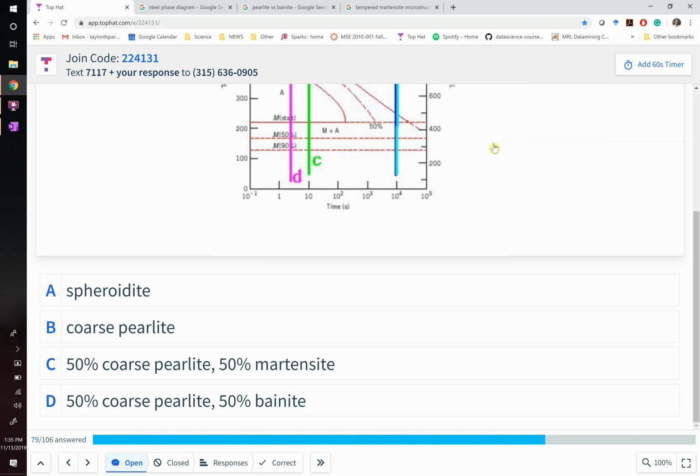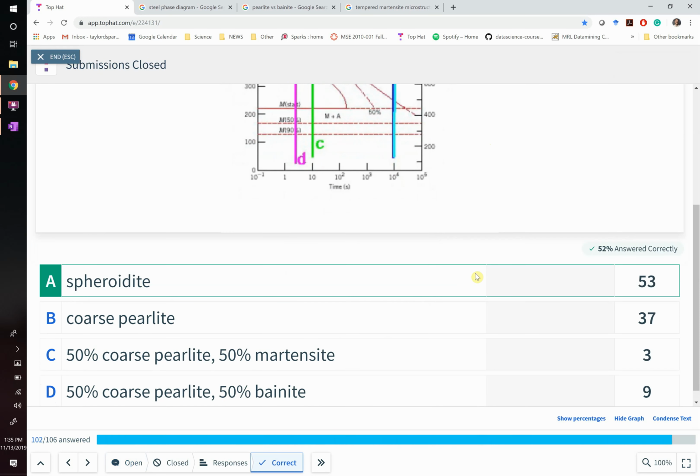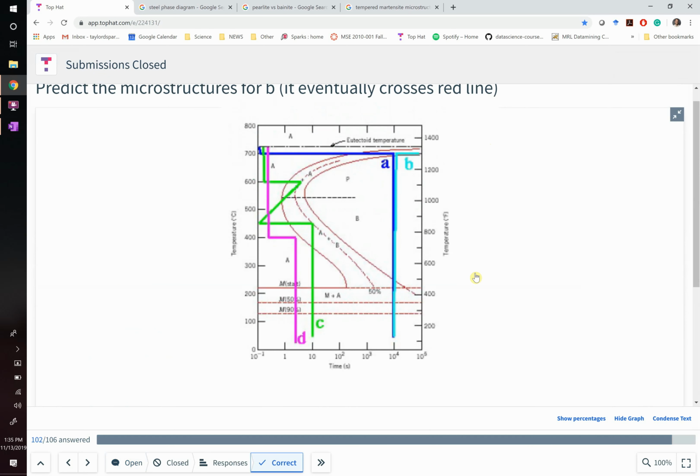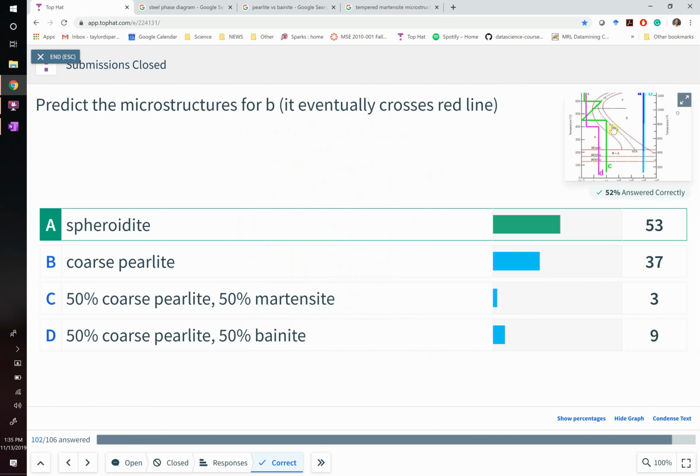Okay, I'm going to close the poll. People better think A, mostly A. Again, whenever I say that we hold it an extremely long time at a very high temperature, coarse pearlite, I'll go back and give you credit for that, but it's really going to be spheroidite. So I'll update the score on that one, but you should say spheroidite.